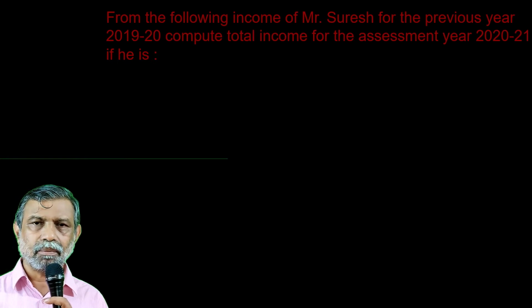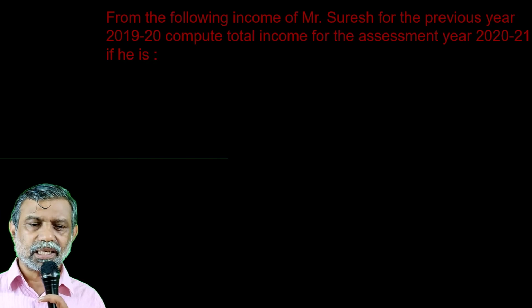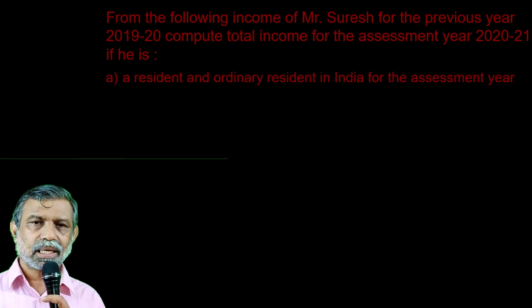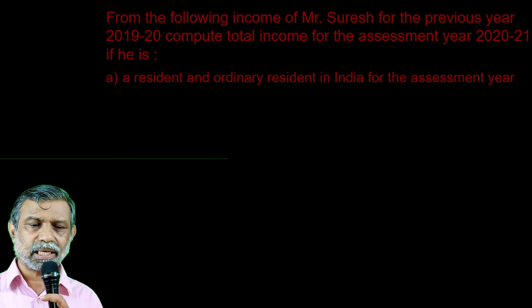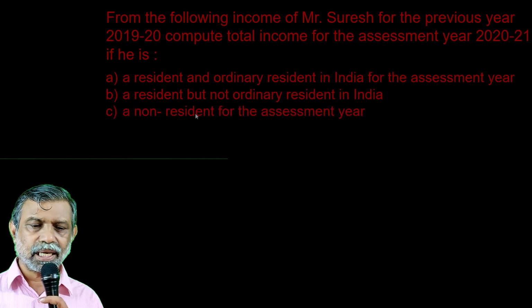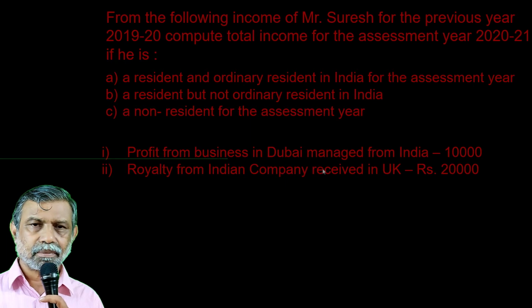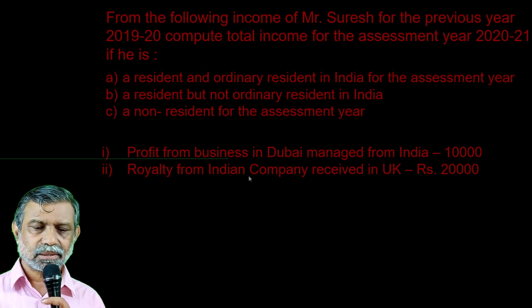Let us look at one problem. From the following income of Mr. Suresh for the previous year 2019-20, compute total income for the assessment year 2021, if he is a resident and ordinary resident in India for the assessment year, a resident but not ordinarily resident in India, a non-resident for the assessment year. Clear? Now, first one, profits from business in Dubai, managed from India, 10,000.